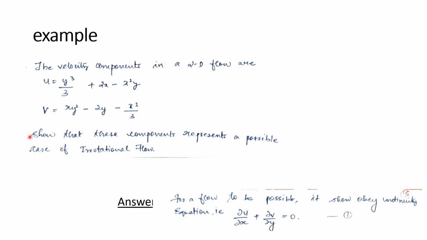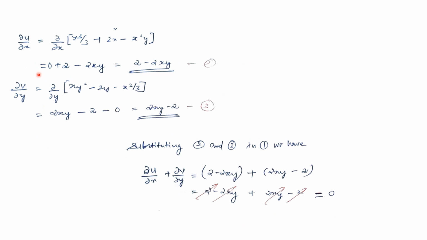This is your u and v, the two components. Okay, u and v components are what is given. So what is dou u by dou x? Dou by dou x of y cube by 3 plus 2x minus x square y.